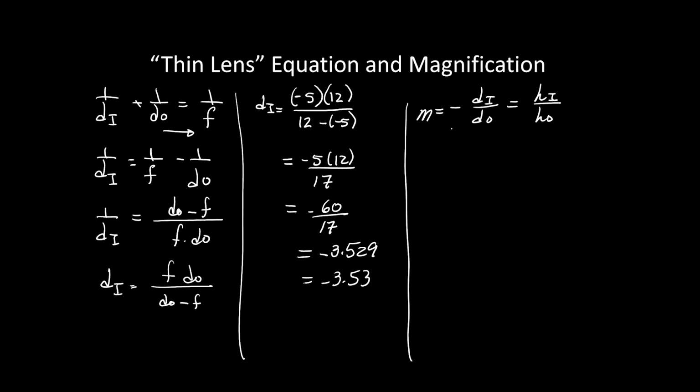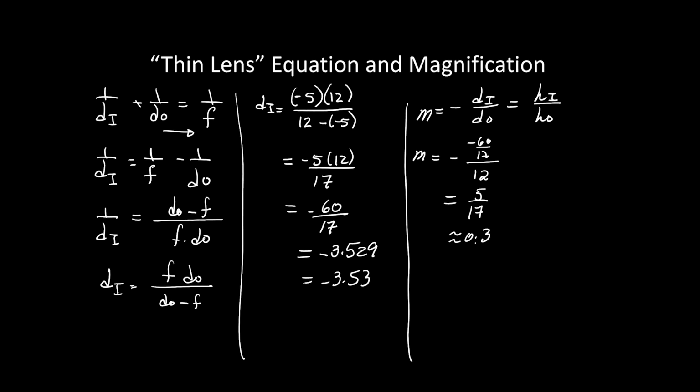So let's first get the magnification, then get hi. So m is negative, di is -60 over 17 over do, which is 12. The 60 and the 12 give us a 5, and then the minus is canceled out, so that's 5 over 17. Okay? Magnification is 5 over 17 and positive because the image is upright. So 5 over 17 is roughly 0.3.